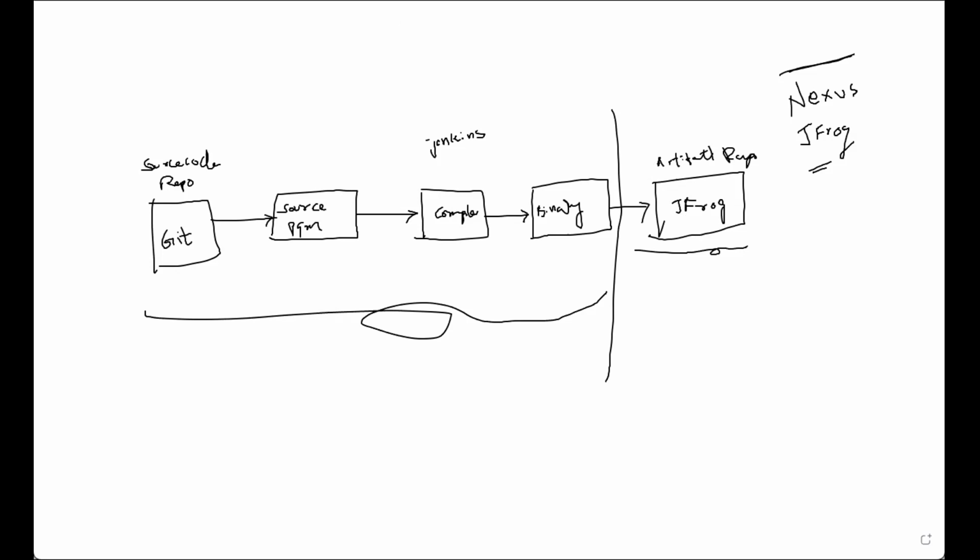For this, JFrog is also a Java-based application. If it is a Java-based application, what exactly do you need? First of all, you need to install Java. Then on top of that, you need to install JFrog. First install Java, then install JFrog. Same thing as what we have done for Jenkins. First we installed Java, then Jenkins. Here, first we need to install Java, then JFrog. Okay.